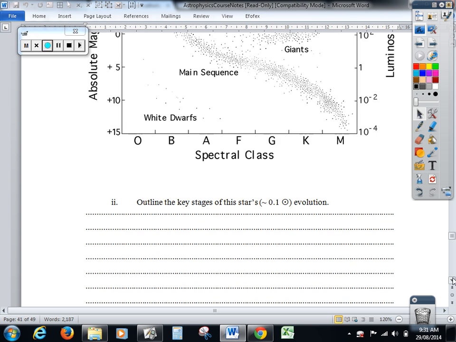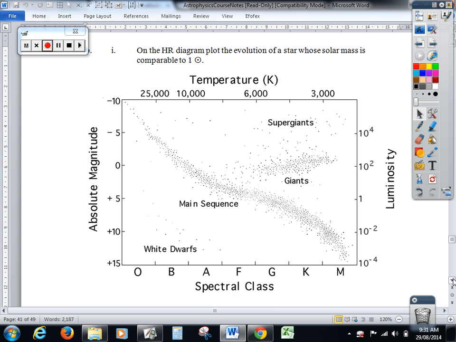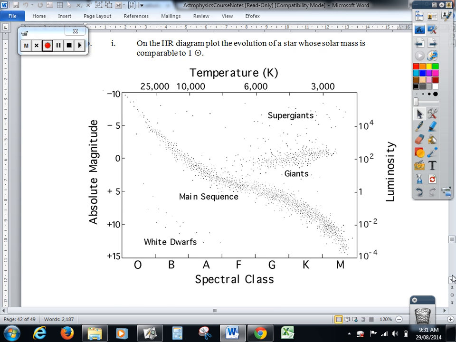Now let's have a look at the evolutionary track for our star. So we're talking this time about stars comparable to 1, comparable to our size. So here is us in the centre here. We're talking about these stars in the centre. So we've divided our evolutionary paths into 3 different categories. What happens to the red ones, what happens to the middle ones, and what happens to the big bright blue ones, which are more exciting.